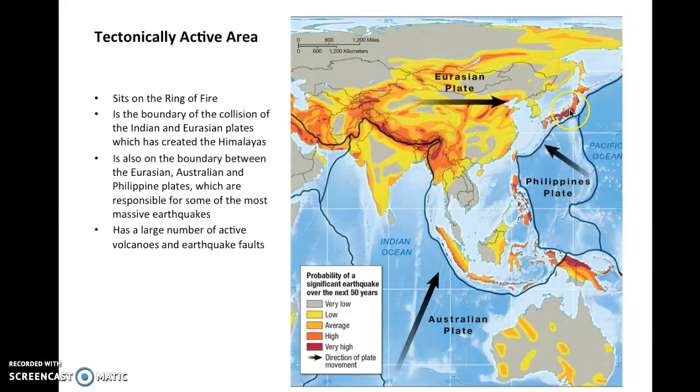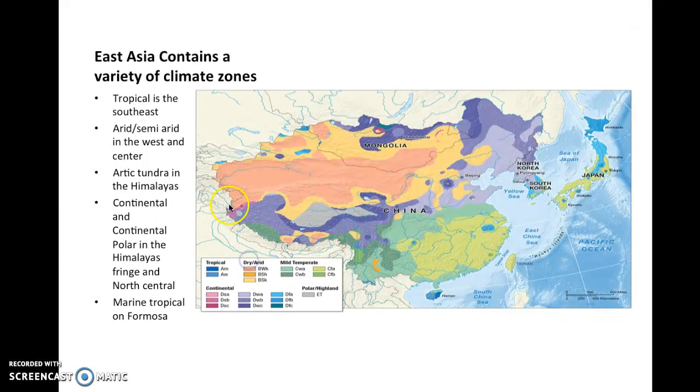Of course, you know Japan and tsunamis. Philippines also with tsunamis and volcanic activity. East Asia contains a variety of climate zones. So not only do we have a lot of tectonic activity, but we also have a big variance in climate. It's tropical in the southeast. So down in this region down here, it's very tropical.